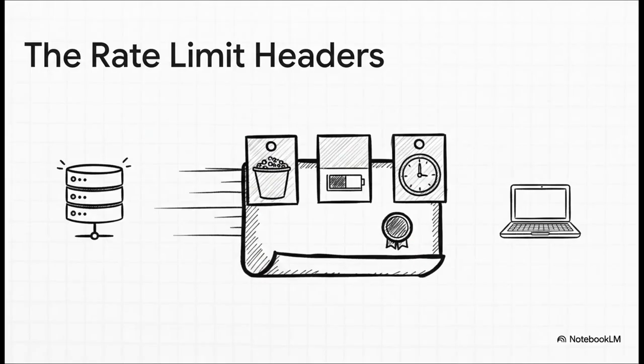But a truly great system does more than just say no. It gives you helpful information using what are called HTTP headers. With every single response, it can tell you what the total limit is, how many requests you have left to use, and, this part is crucial, if you are blocked, it'll tell you exactly how many seconds you need to wait before you try again. This allows other programs to be smart and respectful of the limits.